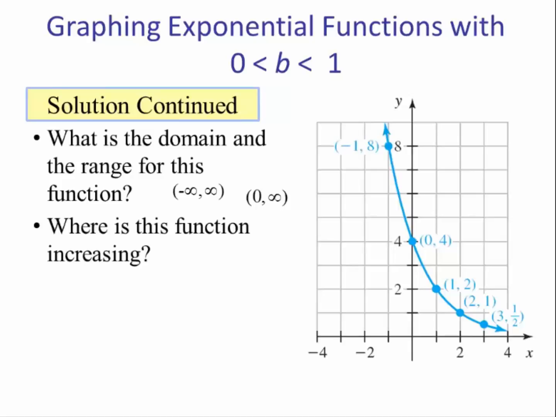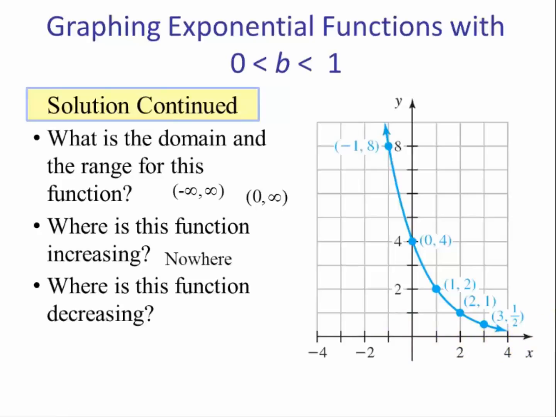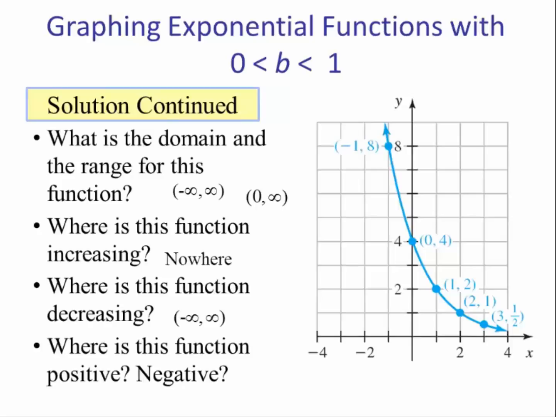Where is this function increasing? This is a strictly decreasing function. As x gets bigger, y gets smaller. So it's nowhere. Where is this function decreasing? Everywhere, all real numbers. Where is this function positive? For every value of x, the y value, the output, will be positive. So this is all real numbers. And negative, just like before, nowhere. There are no negative values for the y.